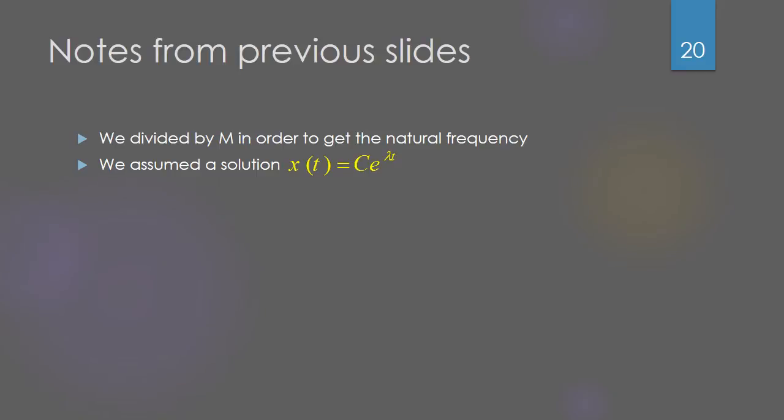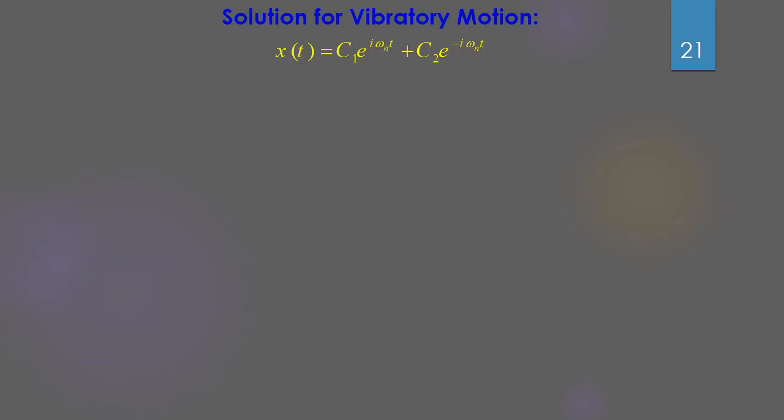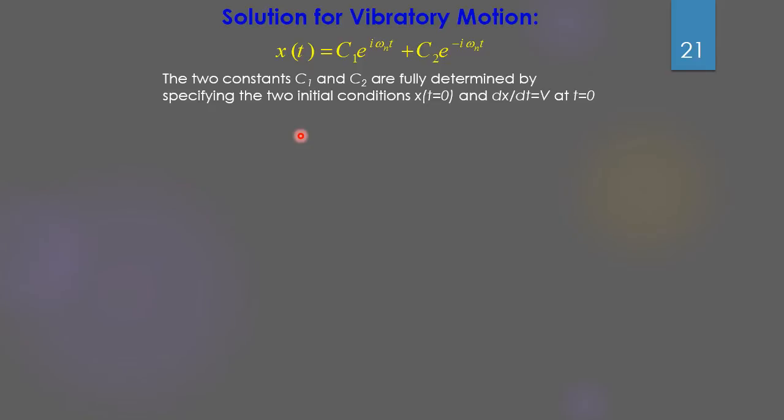Important notes from the previous slide: we divided by m in order to get the natural frequency, and we assumed the solution x(t) equals c e raised to the power lambda t. As you can see over here, we have two unknowns, c1 and c2, from our solution. The two constants c1 and c2 must be fully determined. So in order to get c1 and c2, we need to know the initial conditions: x at t equal to 0, and x dot at t equal to 0, which is the velocity quantity.